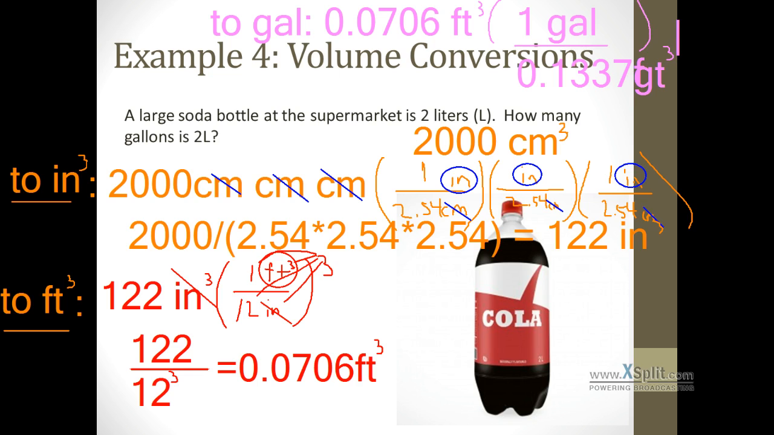So we're going to divide 0.0706 by 0.1337. You're going to end up getting about 0.528 gallons. 0.528 gallons is our final answer, which seems reasonable if you think about a 2-liter bottle of soda, pouring that into, let's say, a gallon jug, a gallon that you might use for milk. It would fill the gallon jug about halfway full. A gallon is probably more like 4 liters worth of liquid.